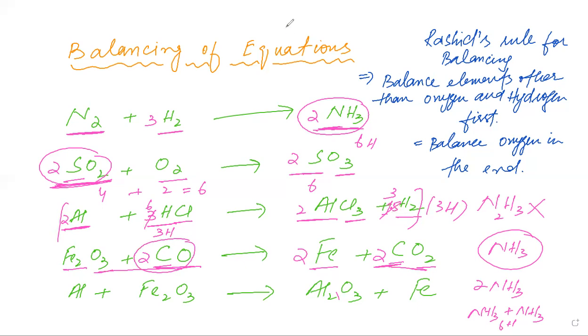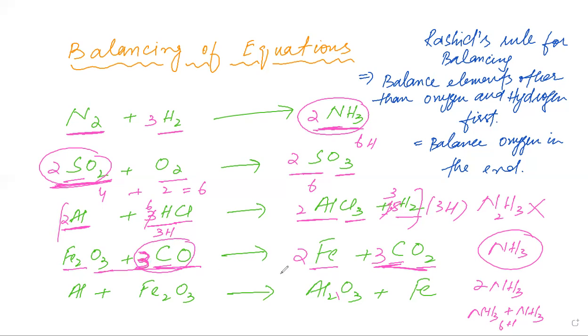So for increasing oxygen, we should cancel this 2 and we should write 3 here. Oxygen atoms have become 6, but while balancing oxygen, carbon atoms have become unbalanced again. Let's balance carbon again. Carbon 3, carbon 3.